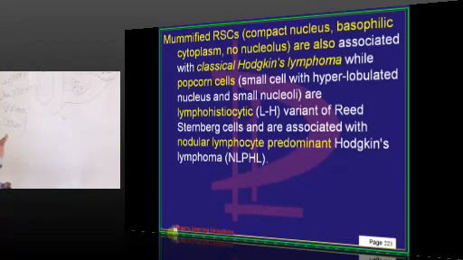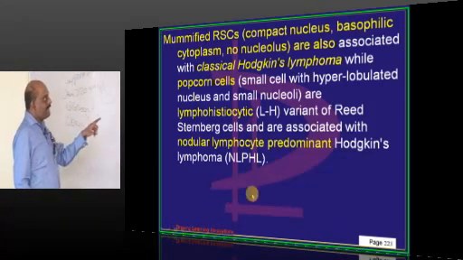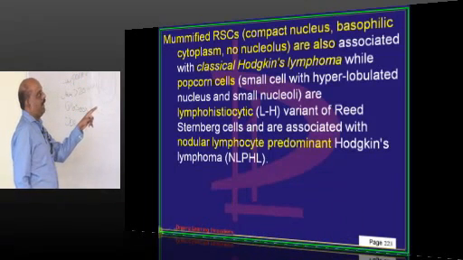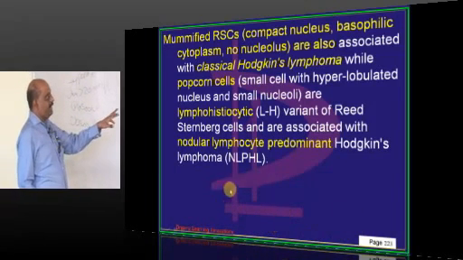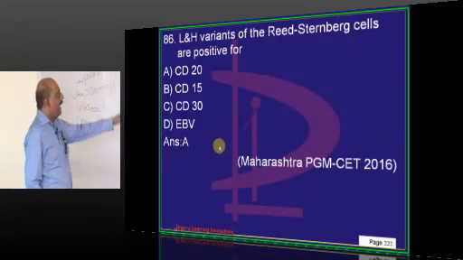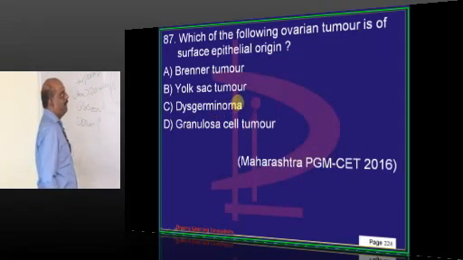So it is the mummified Reed-Sternberg cells that are associated with classical Hodgkin's, while popcorn cells are lymphohistiocytic, and typically they are in the nodular type of Hodgkin's, and typically they are CD20 positive, is what you have to basically remember.